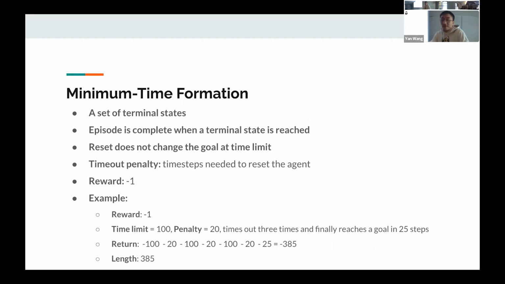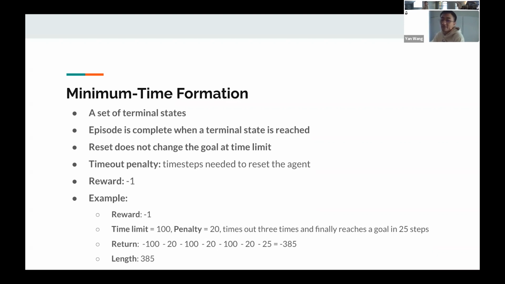Let's define what a minimum time task is. First, all minimum time tasks need to have a set of terminal states. An episode is set to complete when the agent reaches the goal state. If the agent does not reach the goal state within a given time limit, we reset the agent and the environment in such a way that the objective stays the same, but the agent moves to a different location.